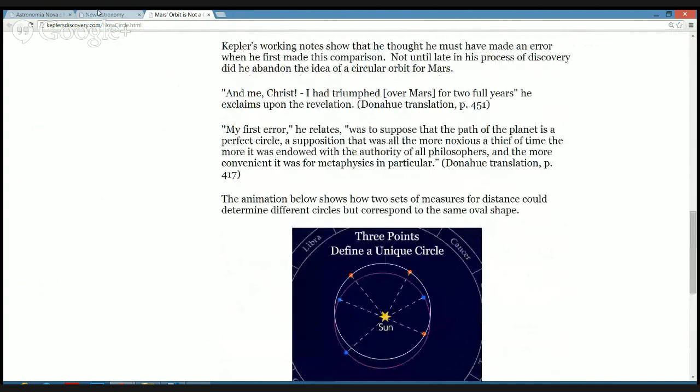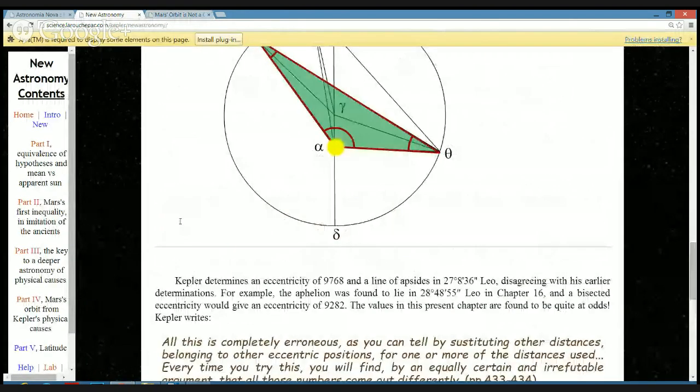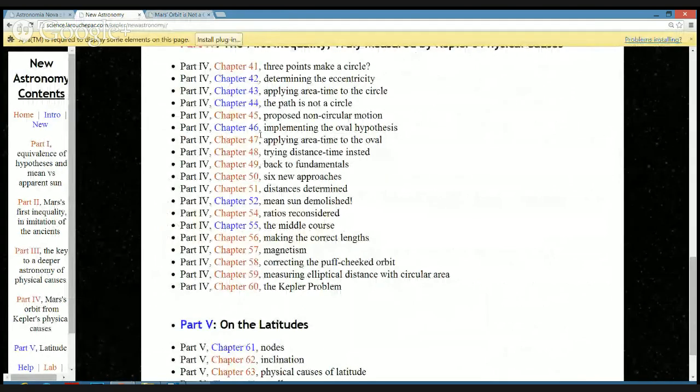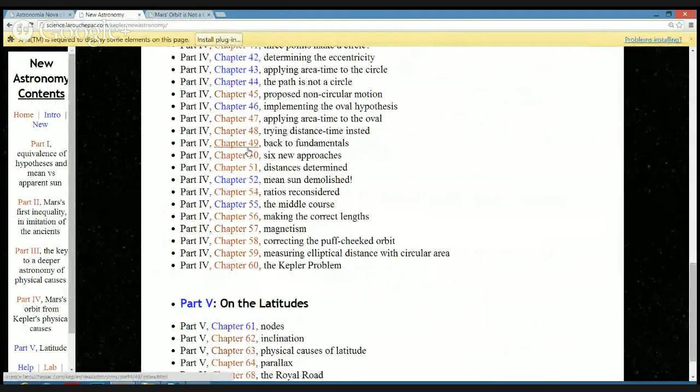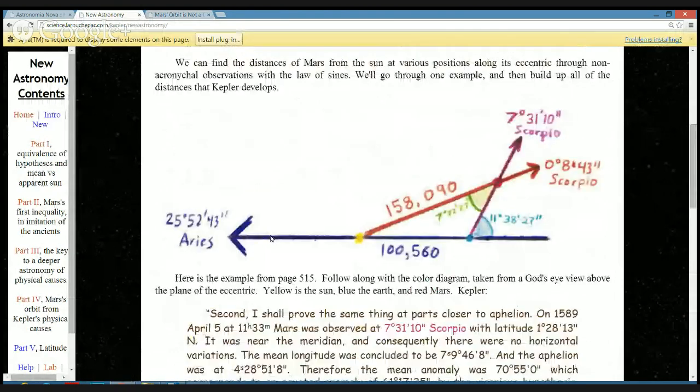Didn't they copy some errors that were in a couple of the animations? Oh yeah, they moved the wrong way. One of them was on chapter 51 here. Okay, so this is the first time.